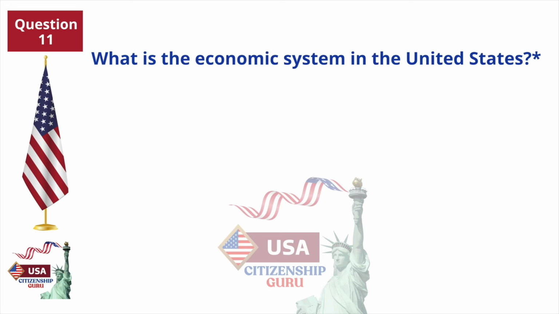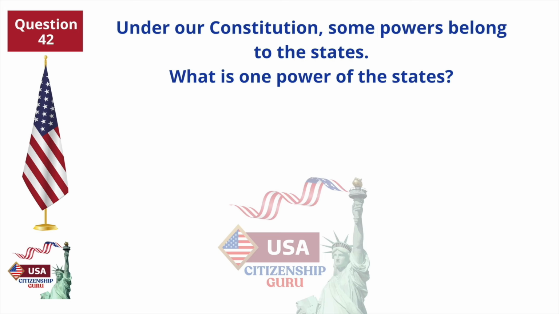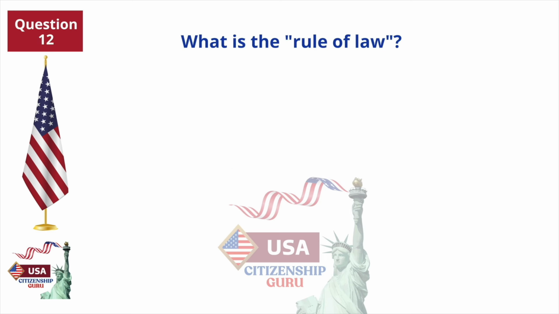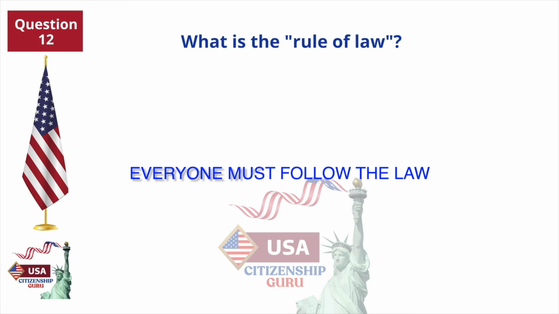What is the economic system in the United States? Capitalist economy. Under our Constitution, some powers belong to the states. What is one power of the states? Provide schooling and education. What is the rule of law? Everyone must follow the law.